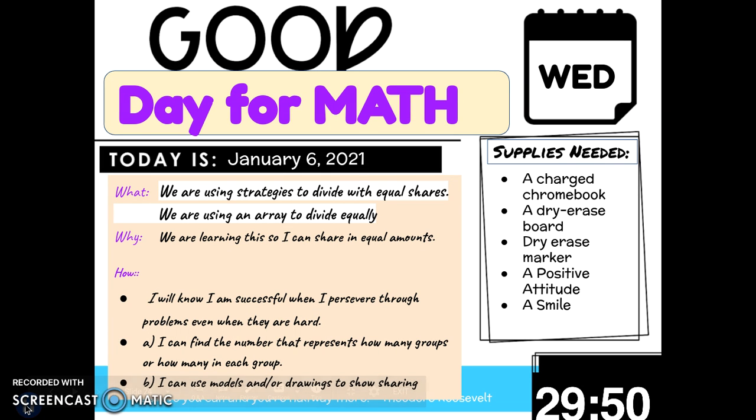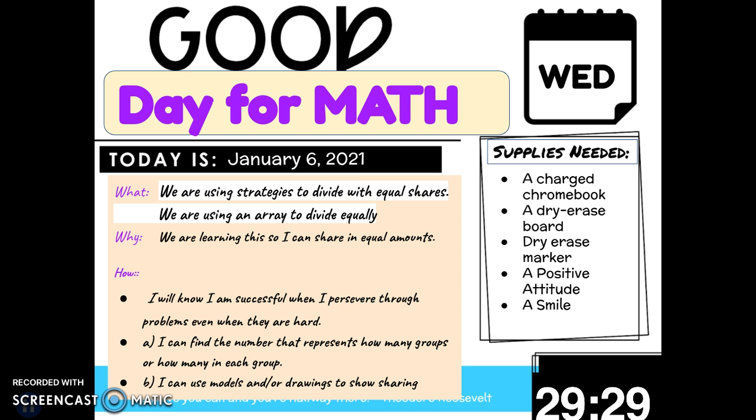Hey everybody, today is January the 6th, 2021, and we are still working on division. We are talking about strategies that we can use to divide with equal shares. Today we're going to be using an array to divide equally. We're learning this so that we can share in equal amounts.